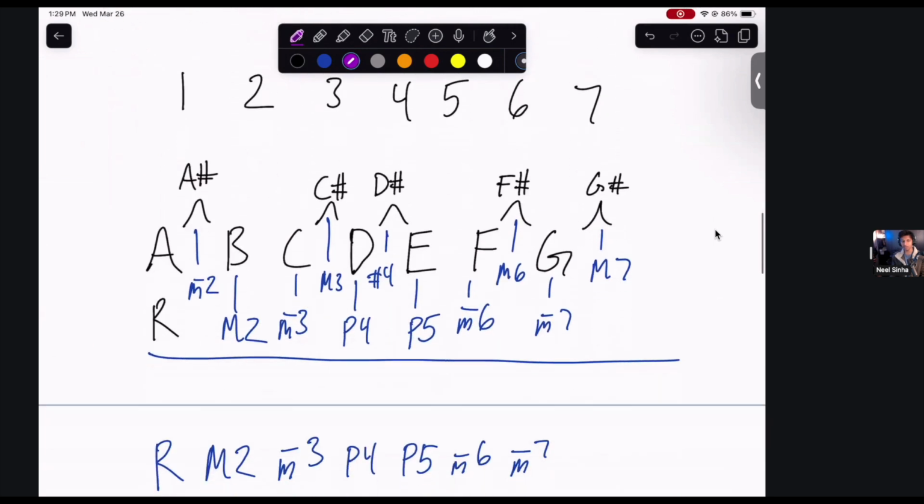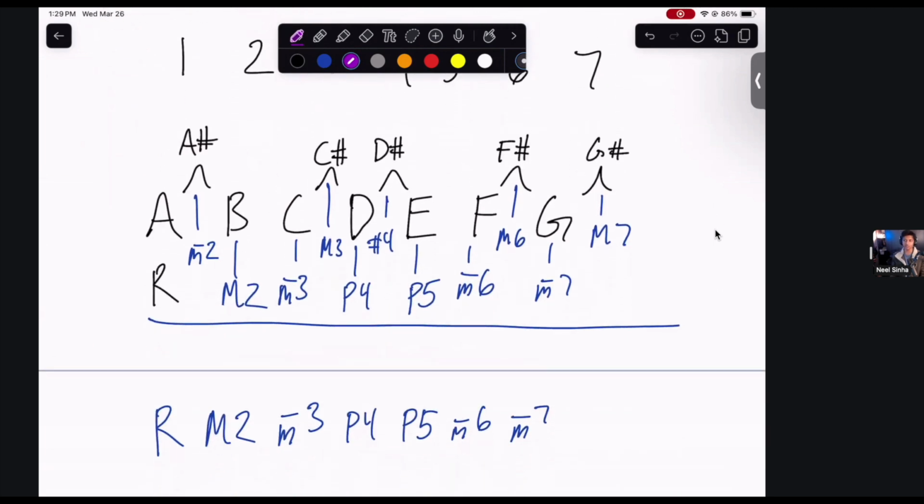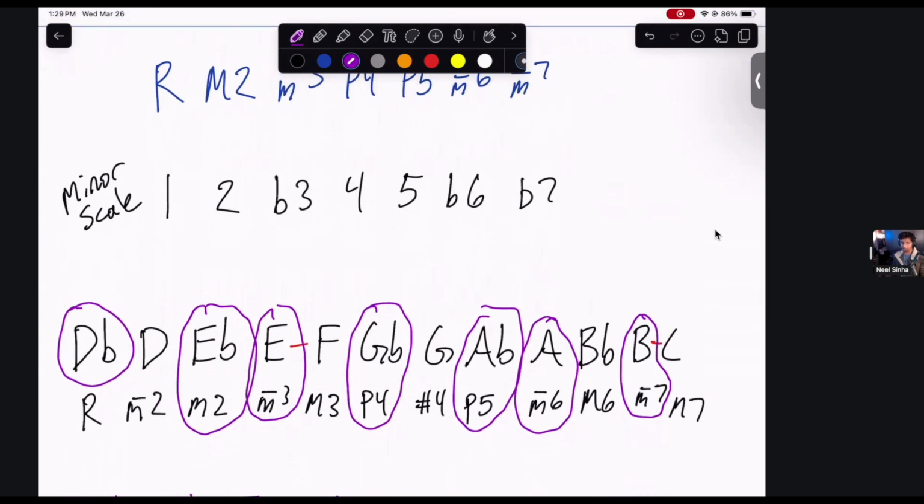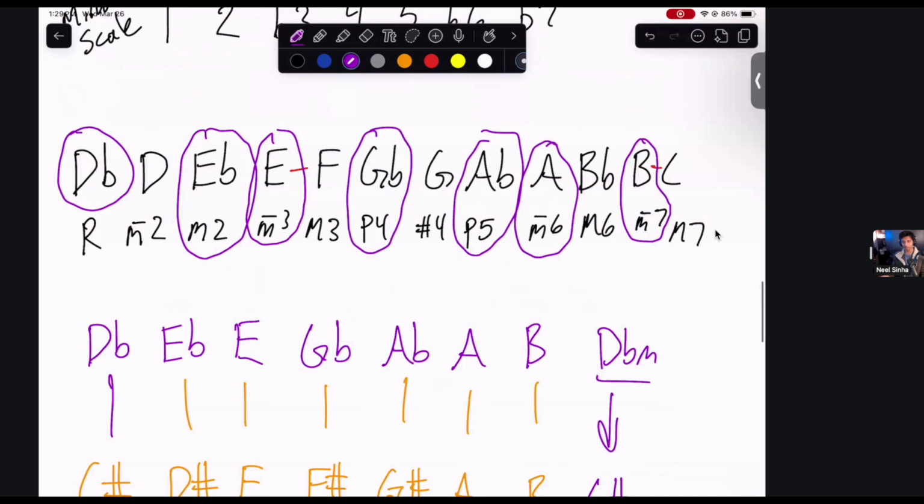Then we looked at minor. I said A minor was A, B, C, D, E, F, G. And then we looked at the formula of what that must be then if A is the root. And we found root, major second, minor third, perfect fourth, perfect fifth, minor sixth, minor seventh. And then we took that formula and applied it to yet another key. And we did D flat, found the set of notes.